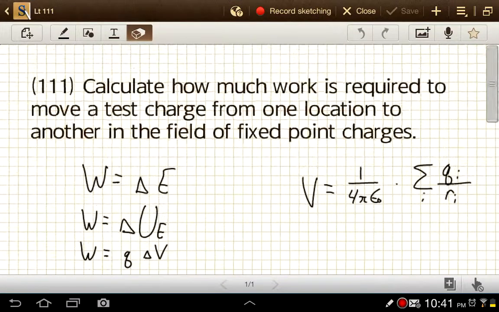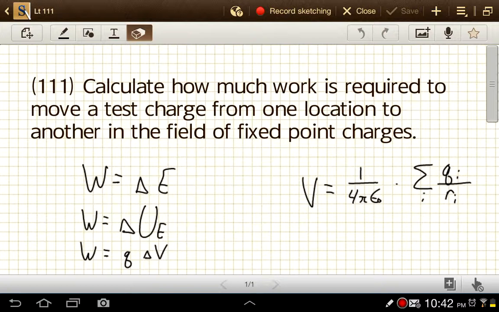We're often interested in moving charges from one place to another because that's the basis for electricity. And it's important for us to know how much energy or how much work it takes to be able to do that, or how much energy is released when an object moves from one place to another. And so that's what we're going to focus on for this learning target.